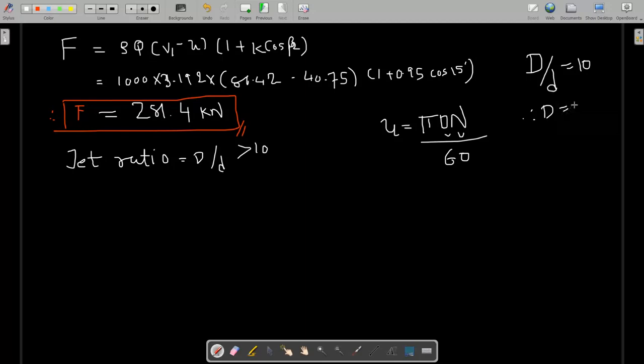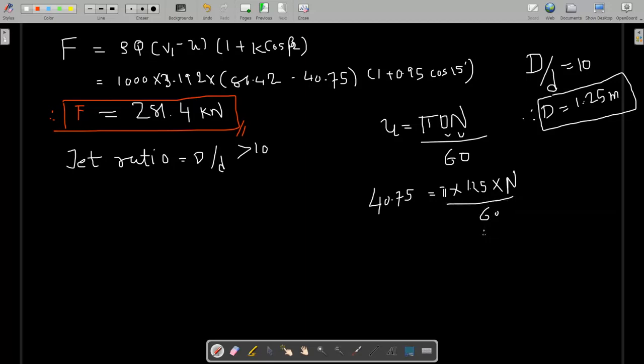So D is what? 125 mm multiplied by 10, so it is 1.25 meter. This is the diameter of the wheel. Now put this value. U is 40.75, equal to pi multiplied by 1.25 into N, where N is the RPM divided by 60. And the RPM will be, when you solve this, 622.6 RPM. This is the rotational speed.